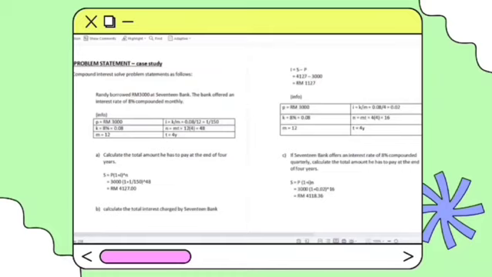For question C, if 17 Bank offers an interest rate of 8% compounded quarterly, calculate the total amount he has to pay at the end of 4 years. Using the formula S equals P open bracket 1 plus I close bracket to the power of N, the answer is 3,000 open bracket 1 plus 0.02 close bracket to the power of 16 equals RM4,118.36.